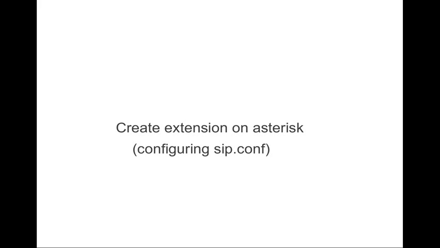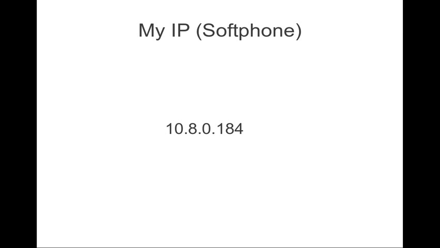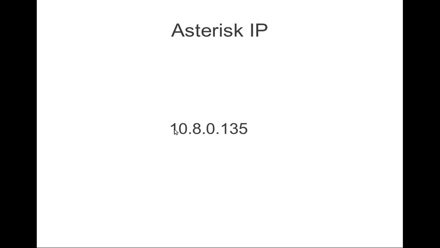So for our setup, I have configured the extension 204 on my Asterisk server. I have also given the password 204 in my sip.conf file. For my setup, the soft phone IP is 10.8.0.184 and my Asterisk server IP is 10.8.0.135.